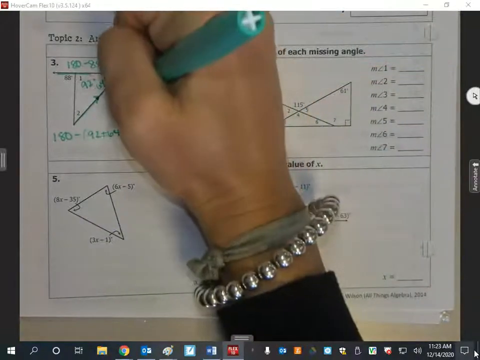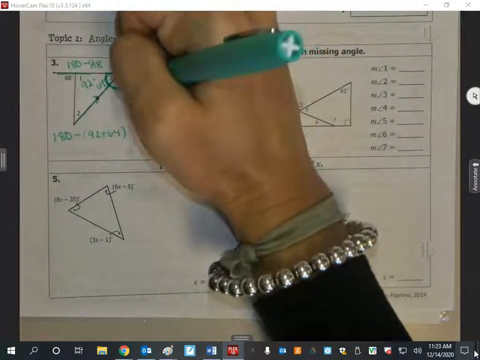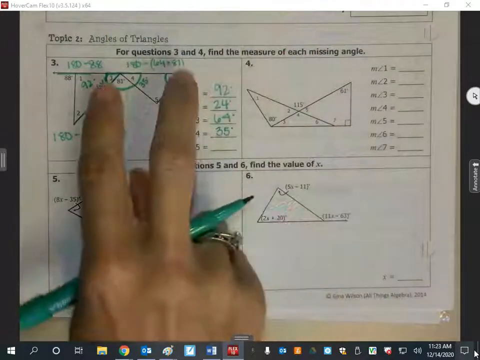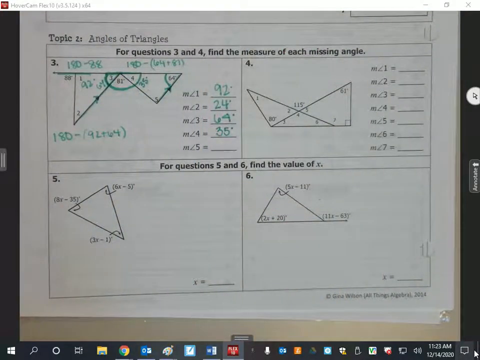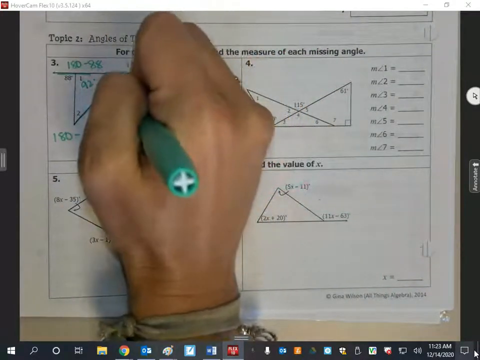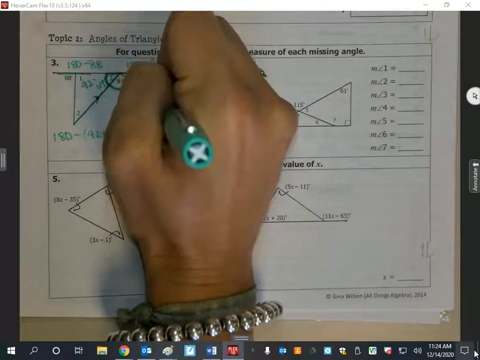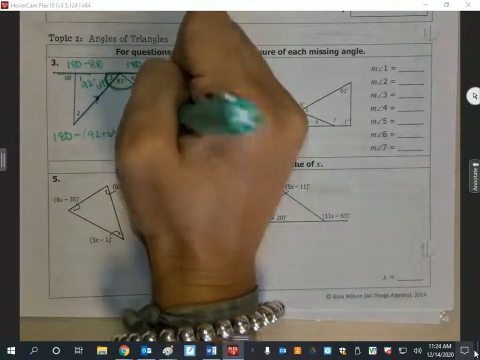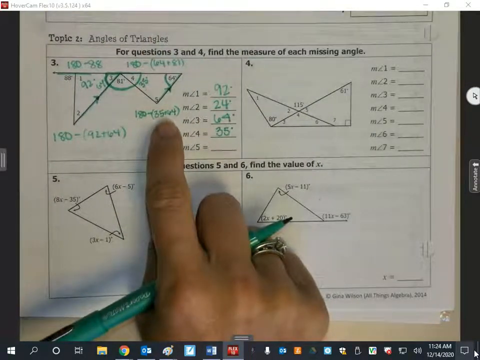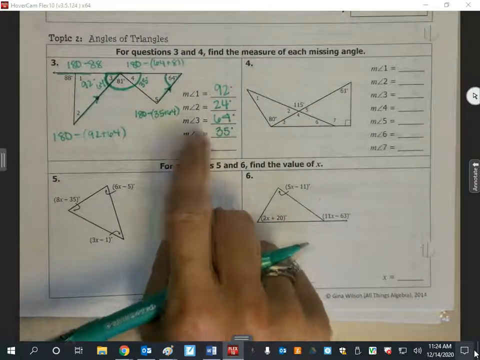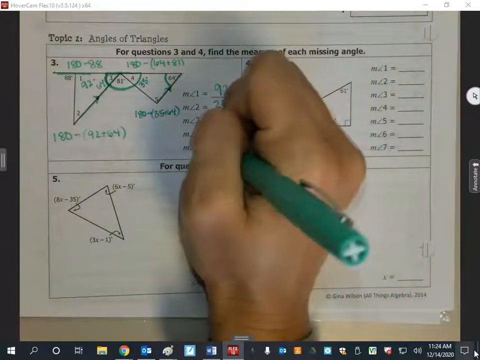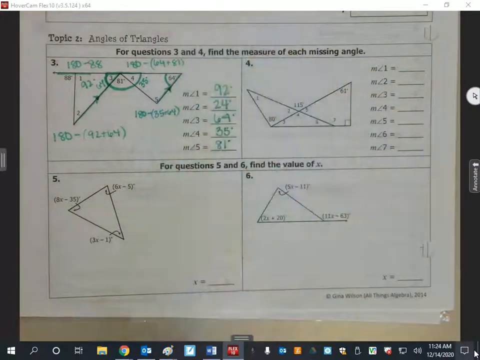All right, now that we know that angle 4 is 35 degrees, we can find angle 5 because we have the other 2 angles in the triangle. So we do 180 minus 35 plus 64. That gives us 99. So angle 5 is 81 degrees. All right, let's go on to number 4.